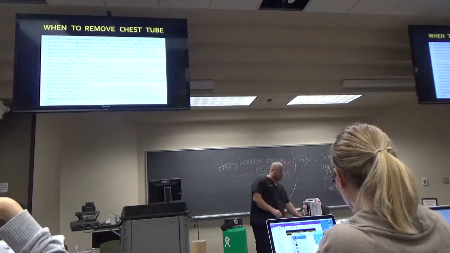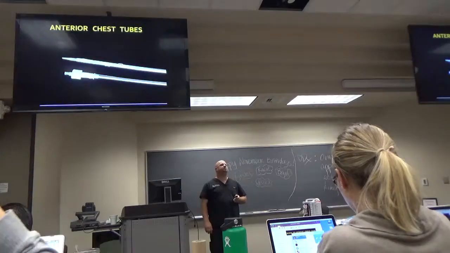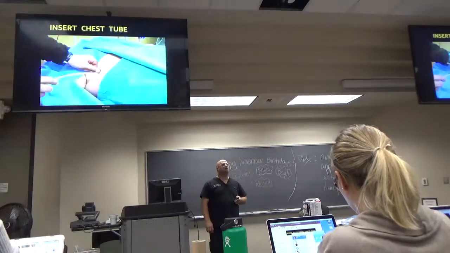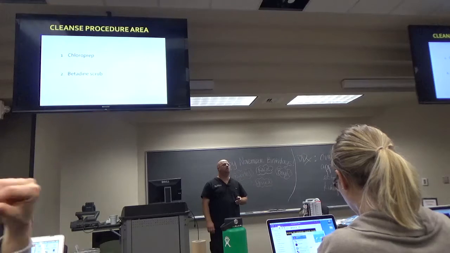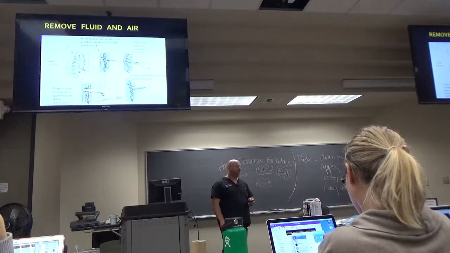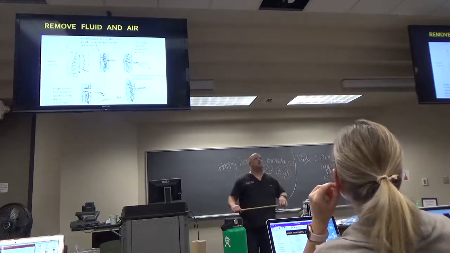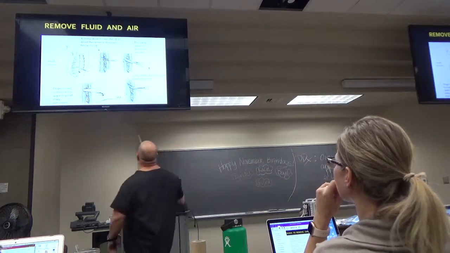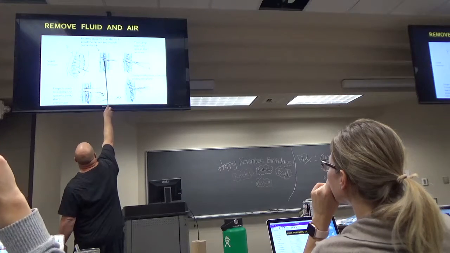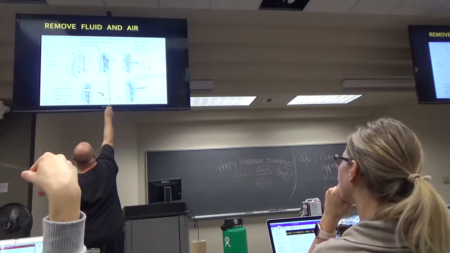Next thing. One of the things I did not talk about. Do y'all see how the skin is out here, this is the fat tissue, this is the tract of the chest wall, how the tract from the inside of the chest wall to the outside is straight? Does that make sense?